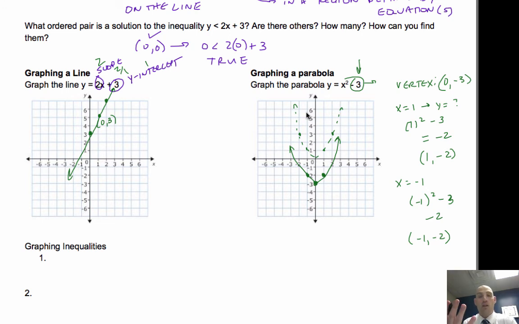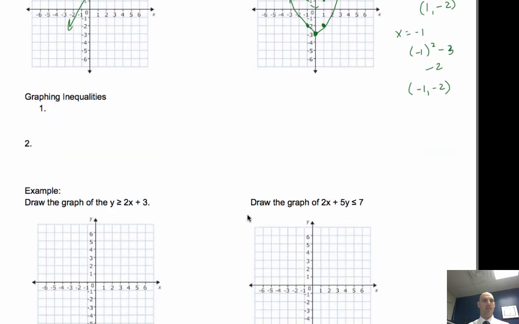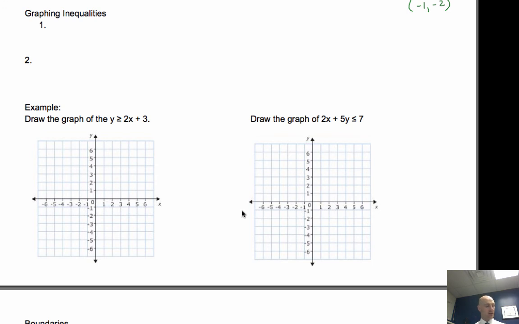Again, if this was an inequality, we would test a point. So I would want to test the 0, 0 point inside the bowl, right? Because really this parabola extends up like this into infinity. So we really have two regions, inside the bowl and outside the bowl. 0, 0 is going to be in one of those places, maybe on the bowl. But we want to test a point and see which region we're going to shade. That brings me to graphing inequalities.